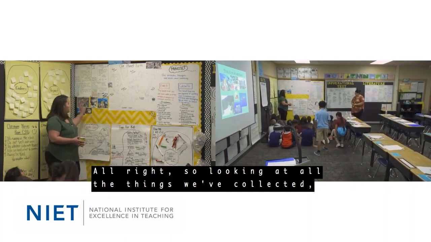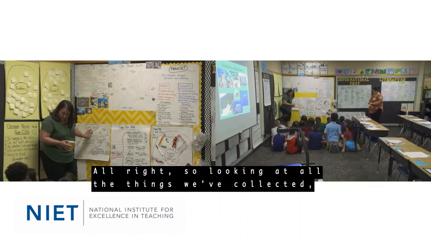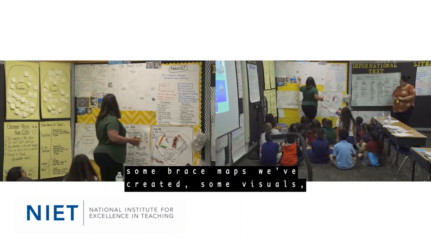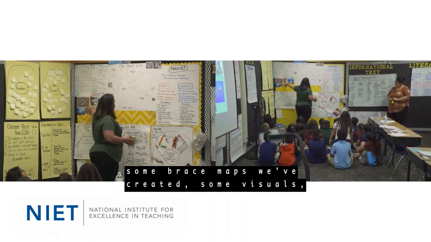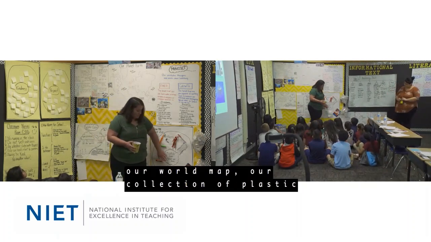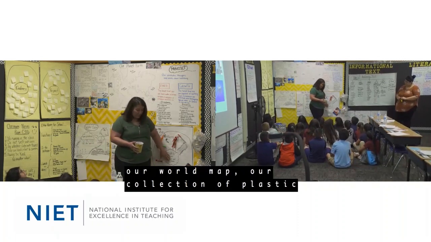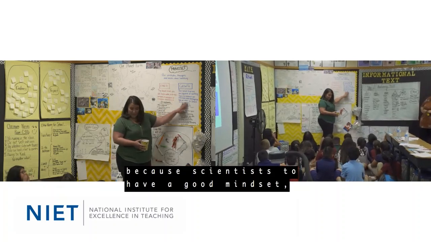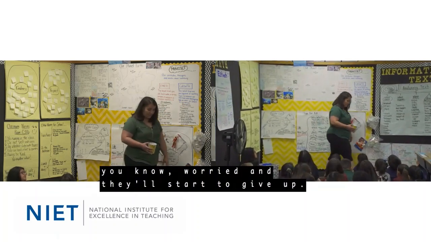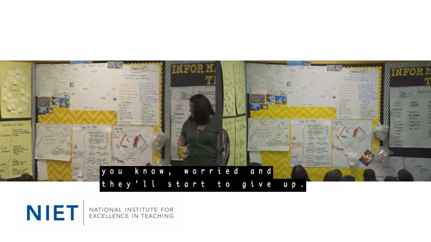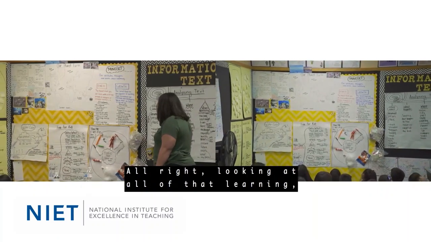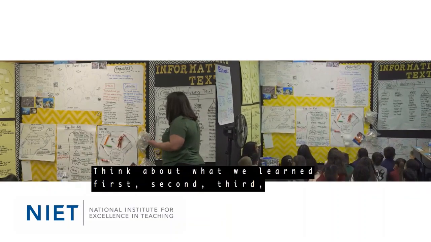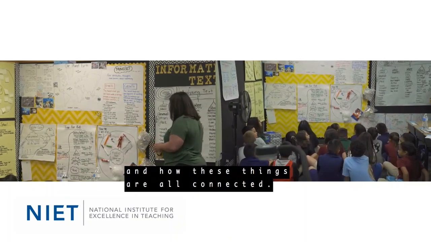All right, so looking at all the things we've collected, we've got our water cycle, our brace map structure, some brace maps we've created, some visuals, our world map, our collection of plastic from home and school, and we've got our mindset, because scientists have to have a good mindset, a growth mindset, otherwise they'll get worried and they'll start to give up. All right, looking at all of that learning, talk with your partner. Think about what we learned first, second, third, and how these things are all connected. Talk with your partner.